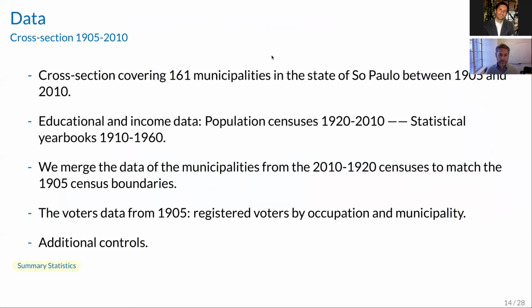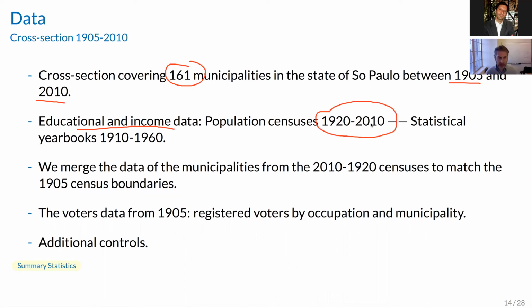Okay, so we're going to have a cross section covering 161 municipalities in the state of São Paulo between 1905 and 2010. We're going to have both education and income data that is going to come from the censuses, between 1920 and 2010. We're also going to have a historical census going back to the late 19th century that we're also going to use. We're also going to have some statistical yearbooks for the state of São Paulo.